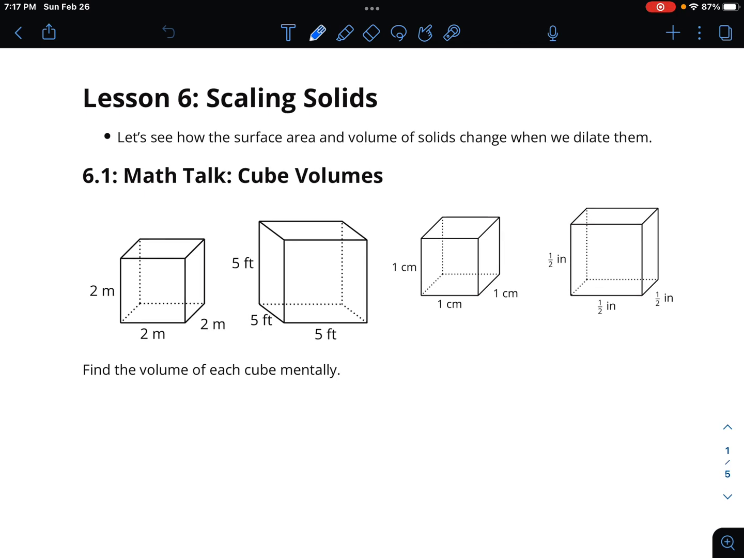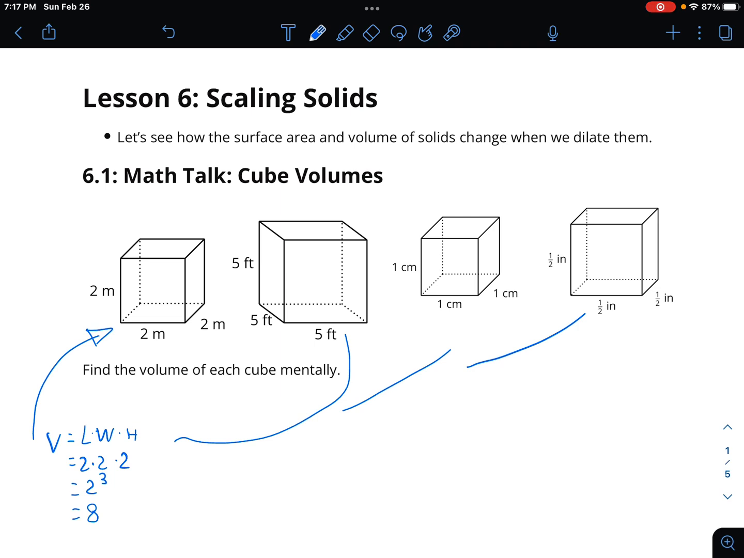So this is talking about the volume of cubes. You guys know the basic idea of volume. Volume is length times width times height. So we're going to go through and do one of these really quick. We know the volume is going to be length times width times height. And you guys know that these are all 2. 2 times 2 times 2, or 2 cubed, or 8. I want you guys to please go through and solve the rest of these for me. Go ahead and try those out.